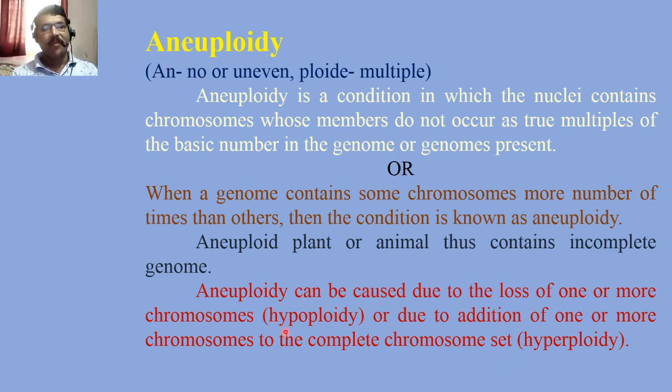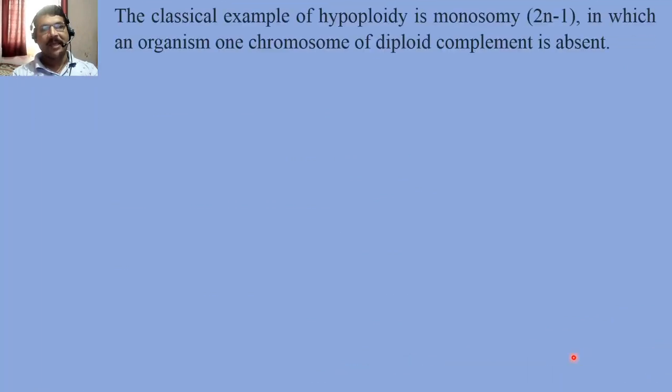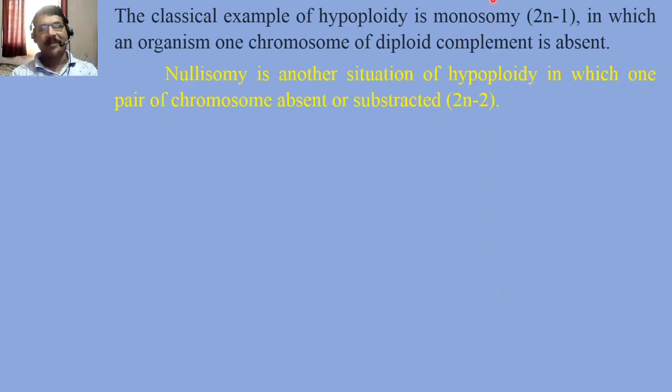Hypoploidy, as its name indicates, is when one or two chromosomes get deleted or subtracted from that genome. And hyperploidy is the condition where one or two chromosomes get added into the chromosome set. So there are two types of aneuploidy. Now we will see them in detail. The classical example of hypoploidy is monosomy. There are two types of hypoploidy: first is monosomy and second is nullisomy.